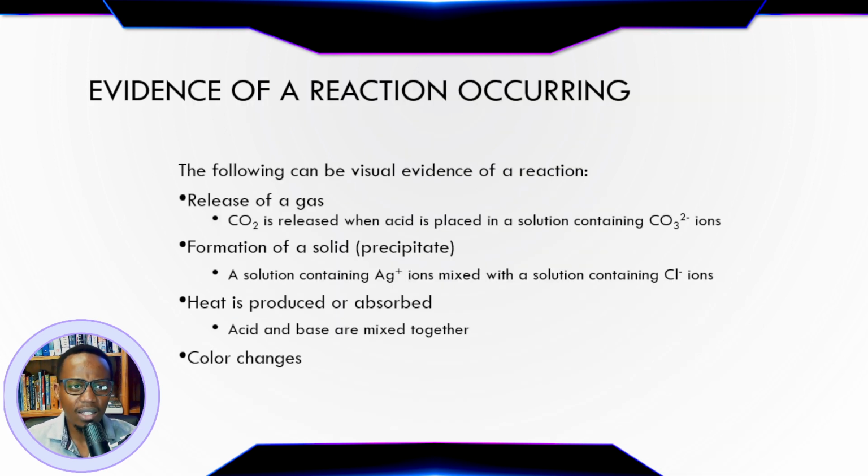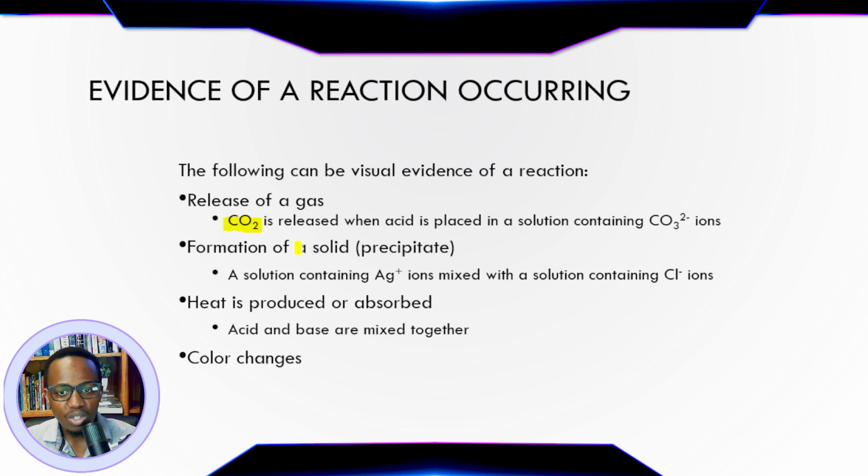But how can we tell that a chemical reaction is happening? Well, there are a few ways we can tell that a chemical reaction has taken place. This is in the lab, of course. So we can use visual evidence like the release of gas. If you have a reaction that releases a gas, you're going to see bubbles in your reaction. You're going to see them going up. That's an easy way to tell that something is happening.